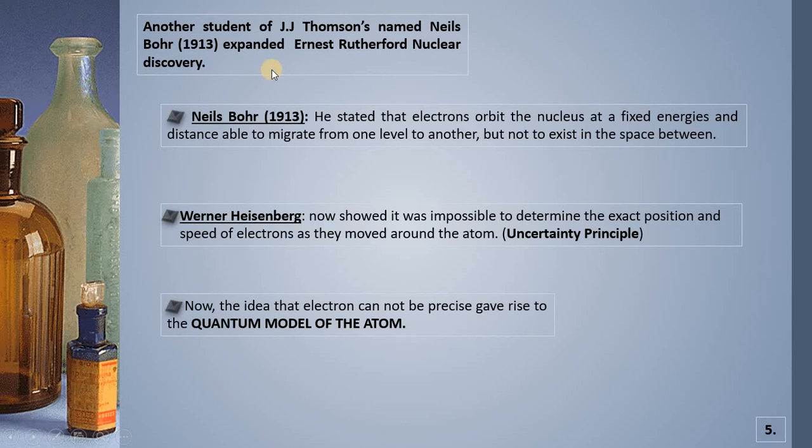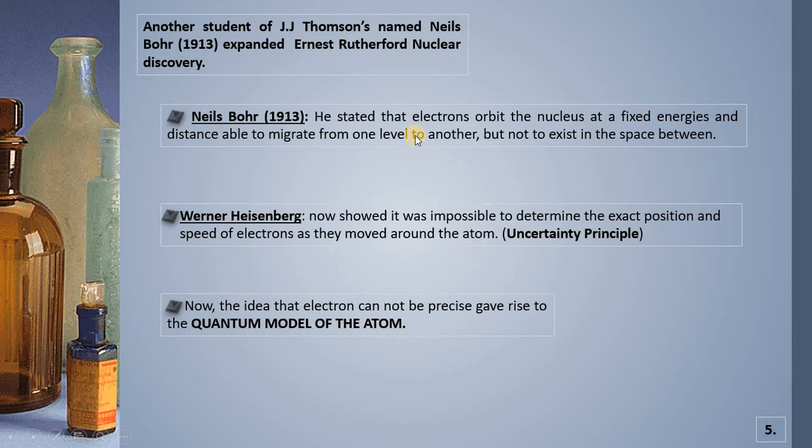Another student of J.J. Thomson's, and his students are very brilliant, expanded on what Rutherford, the father of the nucleus, discovered. The name of the man is Niels Bohr, 1930. Sorry, there's no pictorial illustration for that. He stated that the electron orbits the nucleus at a fixed energy. So he said when there's a nucleus at the center, the electron moves at a fixed energy and distance.